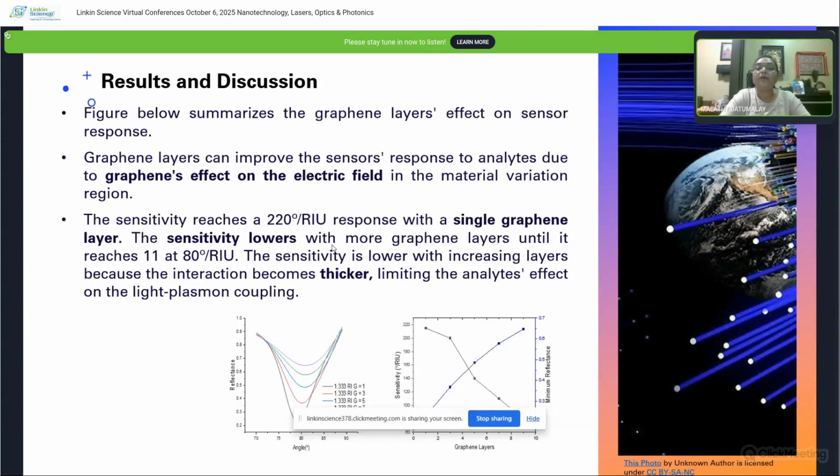The sensitivity lowers with more graphene layers until it reaches 80 degrees per refractive index unit at 11 layers. The sensitivity is lower with increasing layers because the interaction becomes thicker, limiting the analyte's effect on the light plasmon coupling.